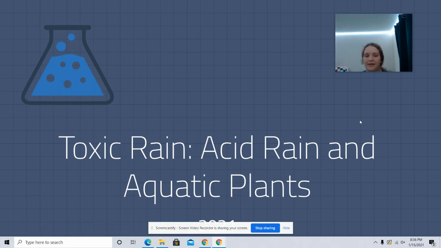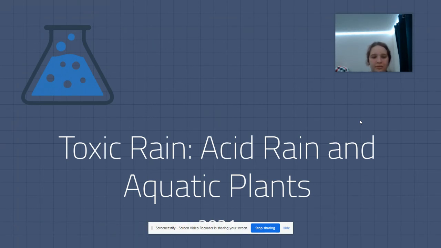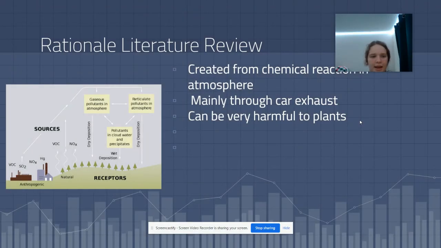For my science fair project is toxic rain, acid rain, and aquatic plants. Acid rain is becoming a problem, especially in the northeast part of the U.S. In the northeast U.S., it is heavily populated and there are many cities there, which means lots of transportation. When most vehicles are moving, they emit harmful chemicals such as carbon dioxide and sulfur.